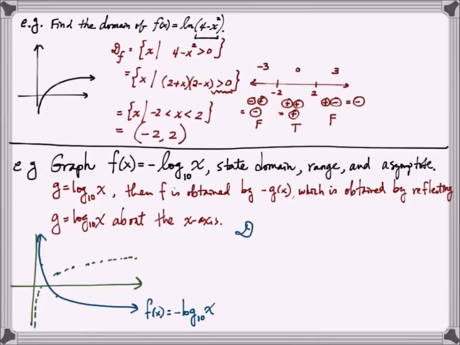By looking at the graph, it's easily seen that the domain is any number between 0 and infinity. The range is all real numbers, which is just from negative infinity to positive infinity. And there is a vertical asymptote on the y-axis, and that's the equation x equals 0.